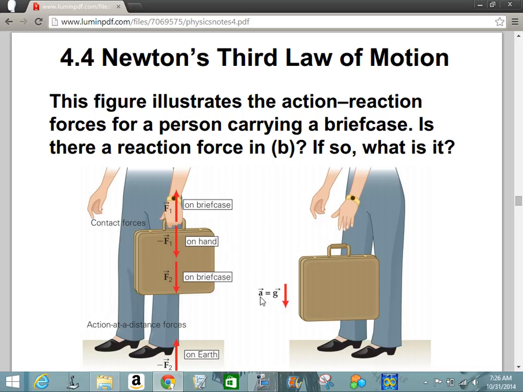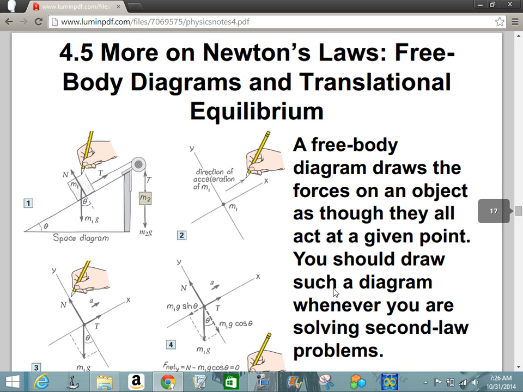What does it fall at? At the acceleration due to gravity. The weight of the briefcase is the force. So we could represent these different forces by drawing the vectors on what we call a free body diagram.